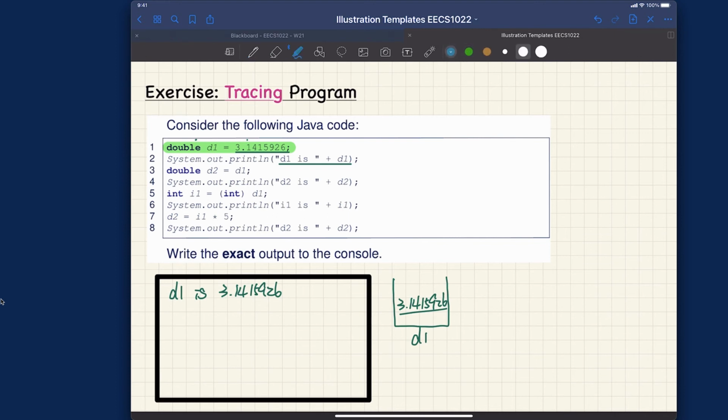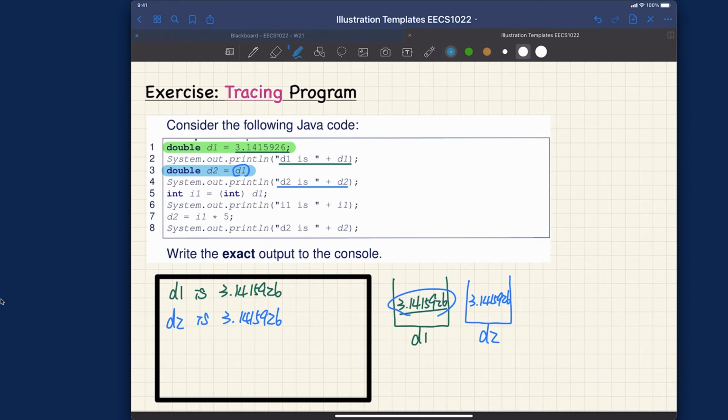Let's see the second one. I say double D2 is initialized to be whatever is stored in D1. That one is not too bad, right? Again, no coercion is done because D1 stores a double value already. So D2 is meant to store a double, and it's going to copy its initial value from whatever is stored in D1. Copy over, you get just the same value. So now when you print out "D2 is", it will just be the same value. All right, let's move on.